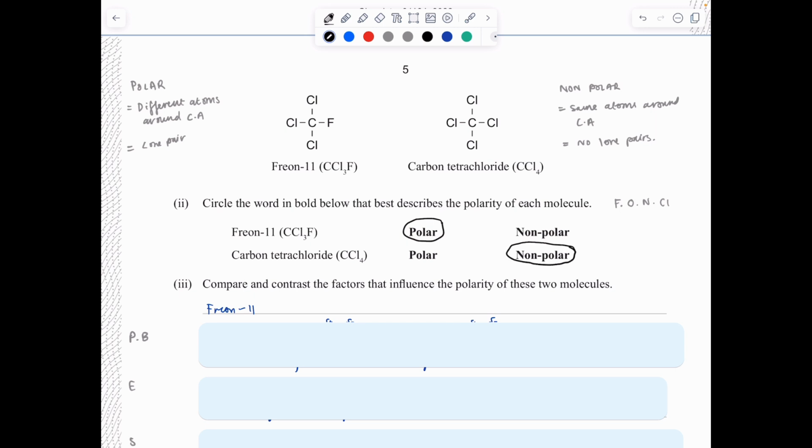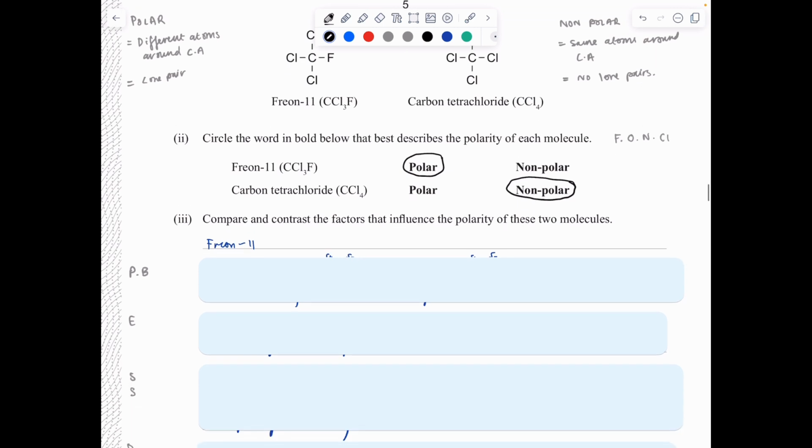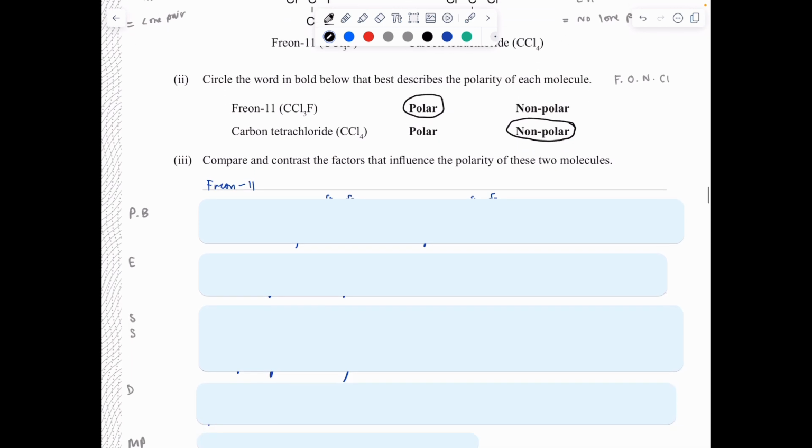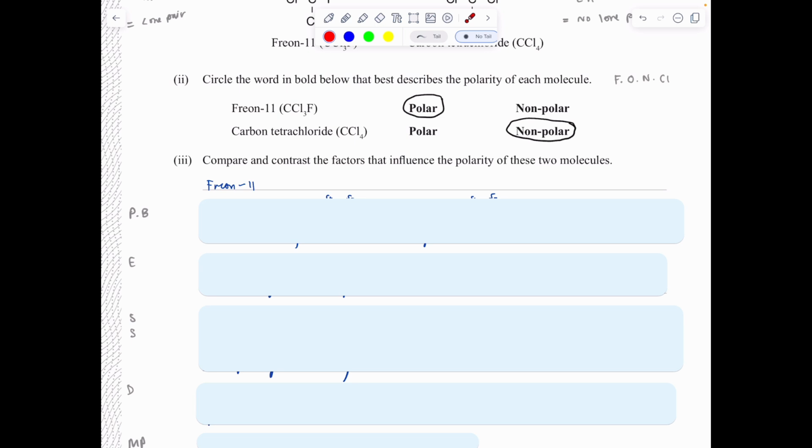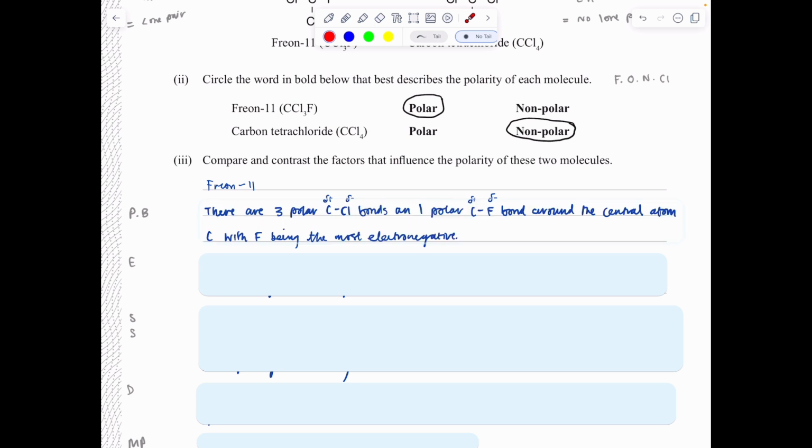Okay, so next question. Compare and contrast the factors that influence the polarity of these 2 molecules. Okay, so let's start off with Freon. Down the side, I have a little bit of a prompt. Okay, the first thing that we're going to talk about when we're discussing polarity are the polar bonds. So for Freon, there are 3 polar C-Cl bonds and 1 polar C-F bond around the central atom.